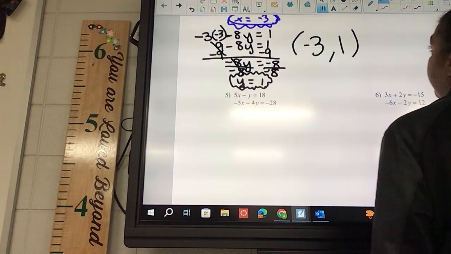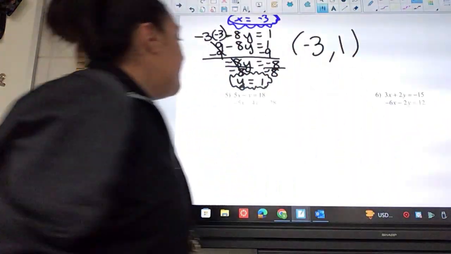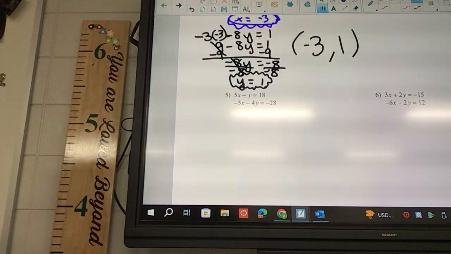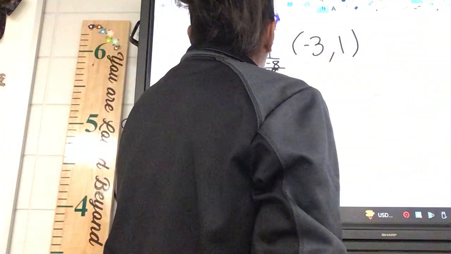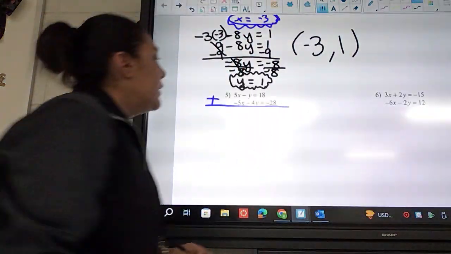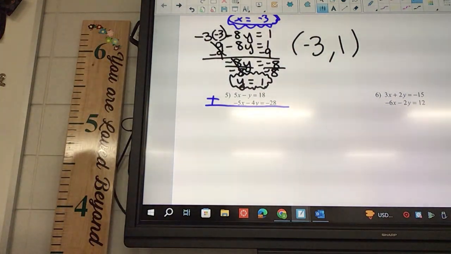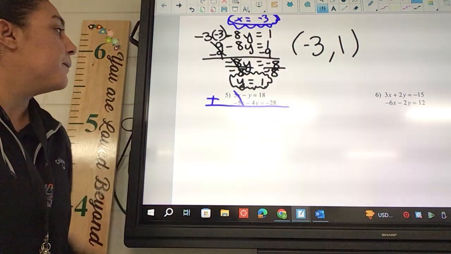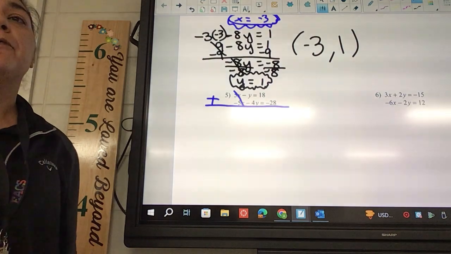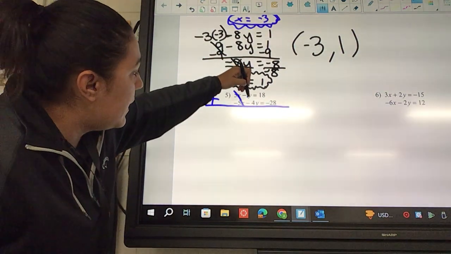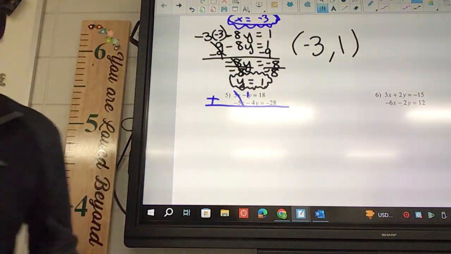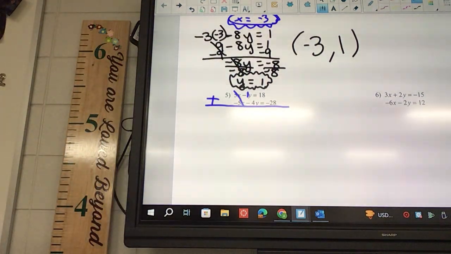Okay, look at number 5. Which ones have the same numbers, the x's or the y's? The x's, okay? So those are the ones that are going to get eliminated. So 5 plus negative 5 is going to cancel. What number goes in front of that y? A 1. So fill in a 1 between that minus sign and that y. There's a magic 1 there. I don't know why math people do that, but it is what it is.